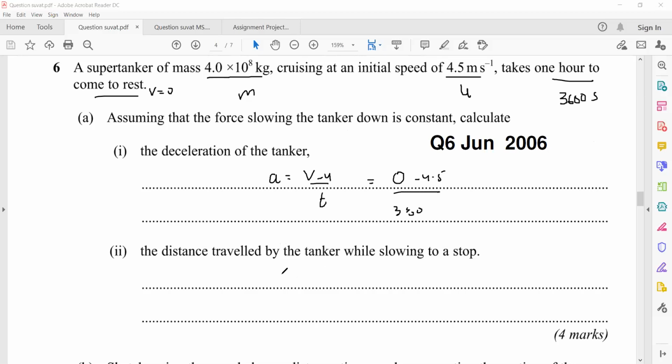The distance traveled. For the distance traveled you use the equation of motion, 2as equals v square minus u square. We have the acceleration from the last part, so we can use that acceleration. Final velocity is 0 and initial velocity is 4.5 square. So we can find the distance traveled by substituting the values.